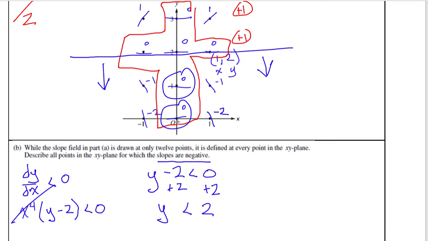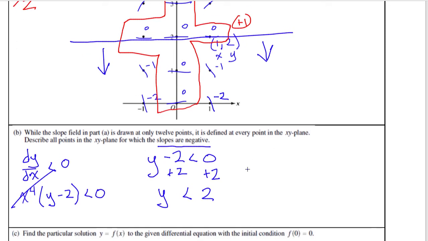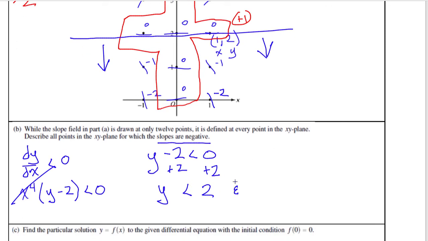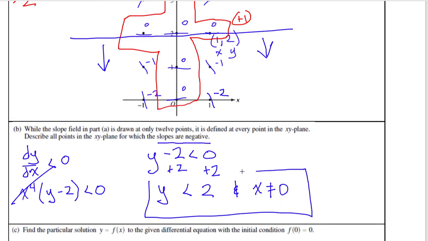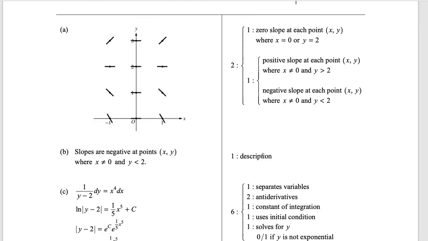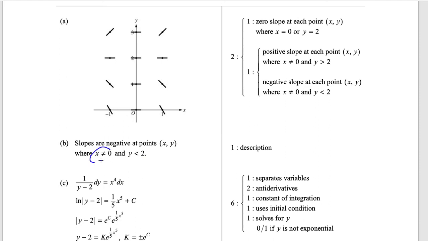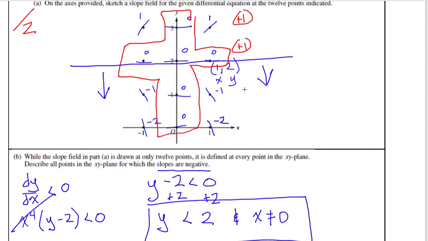So we have to have an extra thing that says, oh, also x can't be 0. So we can say y has to be less than 2, and x cannot be 0. Just writing these 2 things will get you the 1 point. You can see that in the scoring guide: the 1 point for the description where you say x is not equal to 0, y is less than 2. And of course, this is the graphical way of seeing that too.